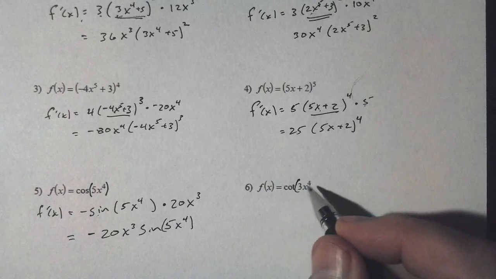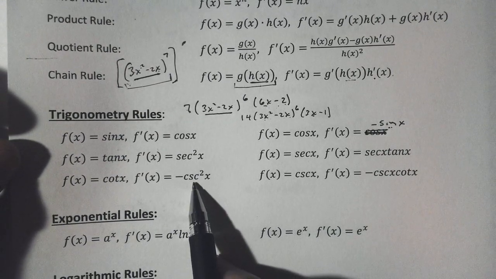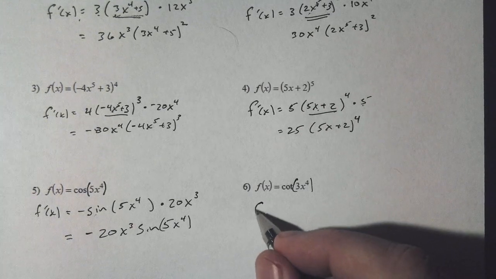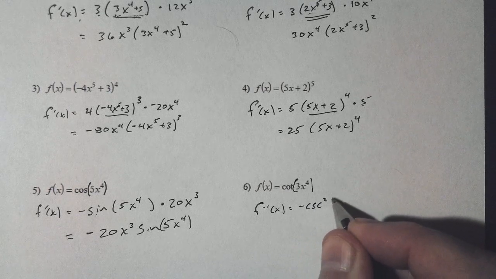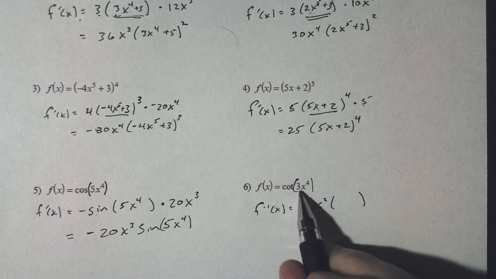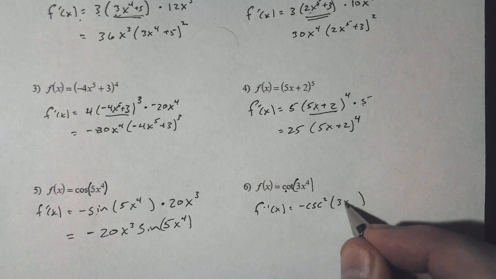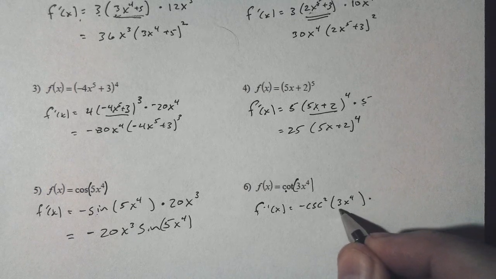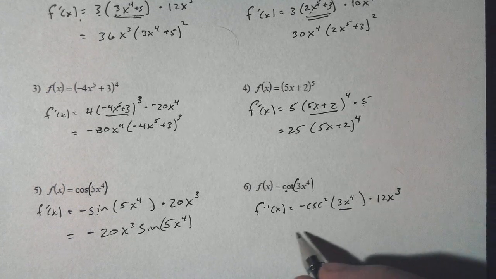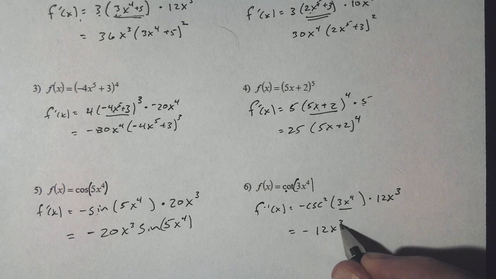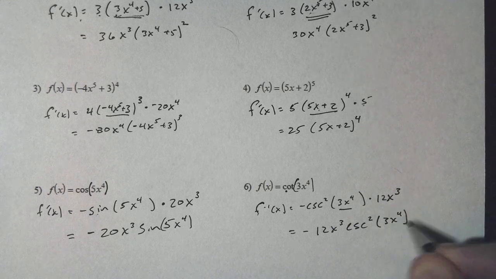Cotangent, we need to know what cotangent's derivative is. Cotangent's derivative is negative cosecant squared. So we treat the mama function, negative cosecant squared of, leave the baby alone, 3x to the fourth, treat the baby, find the derivative of this, 12x cubed. Final answer, negative 12x cubed cosecant squared of 3x to the fourth.